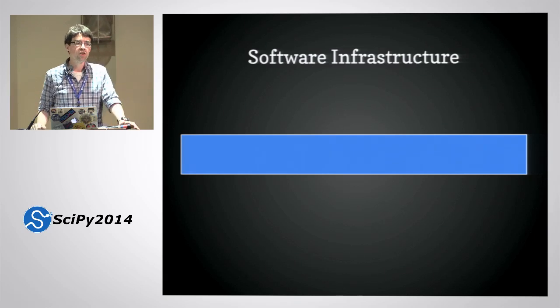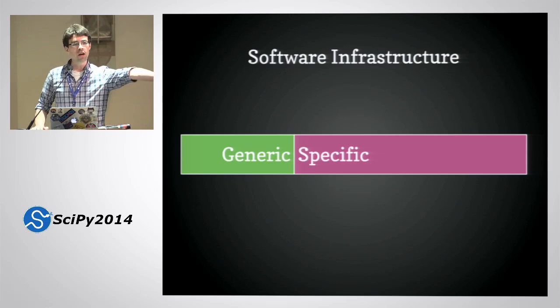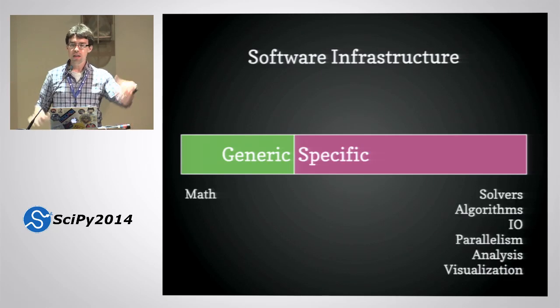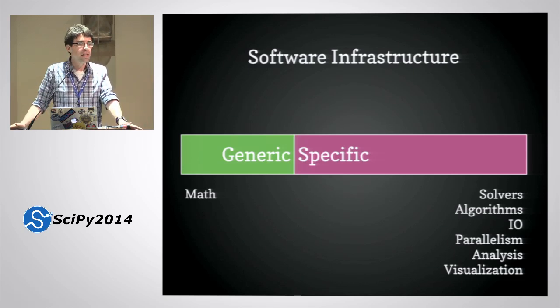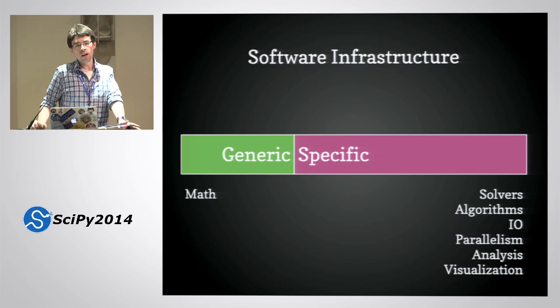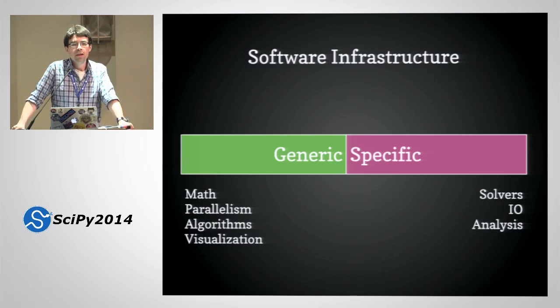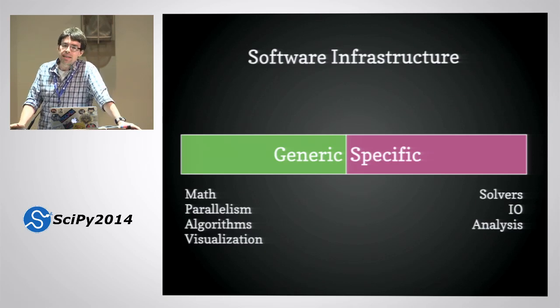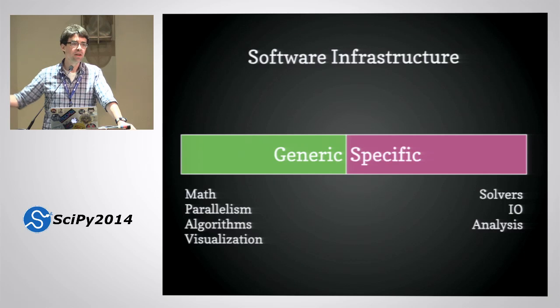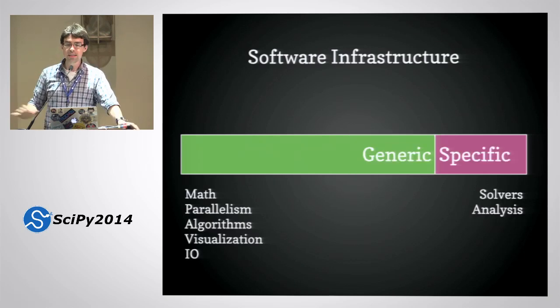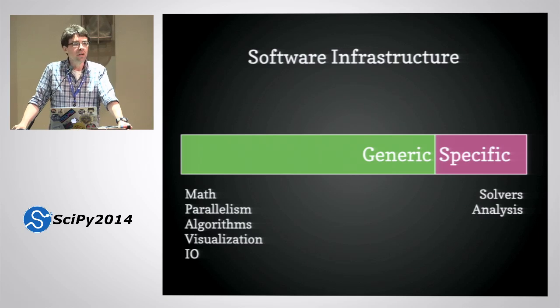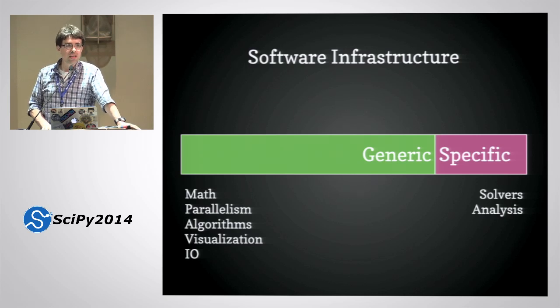Now this relates to the idea of software infrastructure. Software infrastructure is a continuum, if you imagine breaking it up into the generic software and the specific software. Back in the day, the generic software was really just the math. Everyone wrote their own solvers, their own algorithms, their own I/O, their parallelism, analysis, visualization, and so on. Then as time went on and new tools were added, things like parallelism, algorithms, and visualization moved into the generic, with tools like VisIt or MPI or PETSc, domain non-specific tools that address these issues. As time goes on, we see things moving inexorably from domain-specific to generic tools. And that's where the level of indexing comes in.